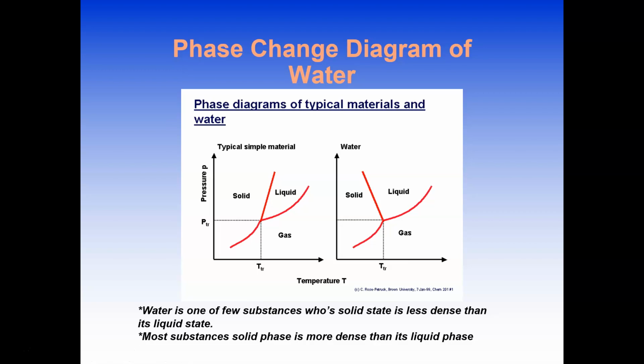So the phase change diagram of water looks a little different. You can see that its Y is much more spread open than the Y in a typical simple material. Water is one of the few substances whose solid state is less dense than its liquid state. Most substances' solid phase are more dense. The fact that water does that is actually one of the reasons our planet is able to exist the way it does. It's really cool. I recommend you look into it. But that difference causes the water's diagram to look differently.